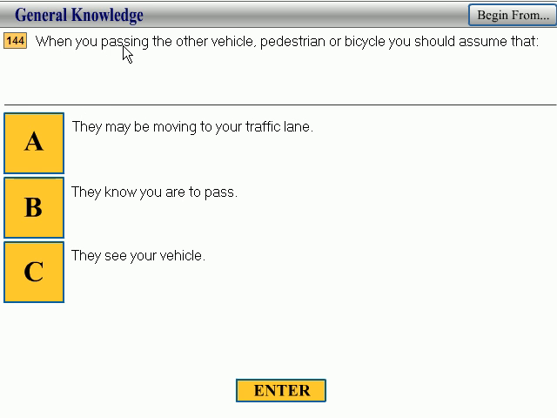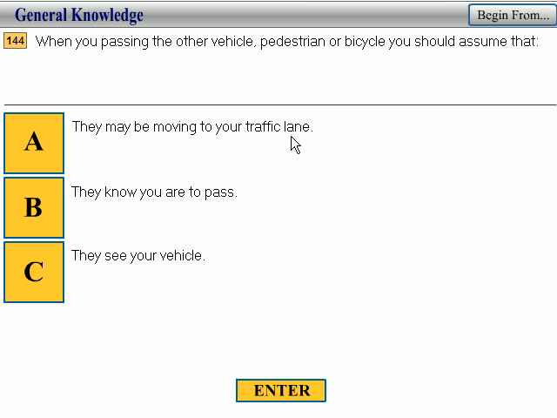144. When you are passing the other vehicle, pedestrian or bicycles, you should assume that there may be moving traffic. They may be moving in your traffic lane. They know you are to pass. They see your vehicle. So when you're passing one of these three, you should assume. So that's going to make the assumption. What is the assumption? That they may be moving in your traffic lane.